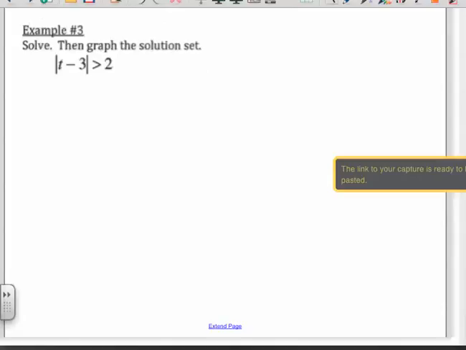All right, people. Example number 3. Solve, then graph the solution set. You know what? I'm actually going to graph it first. Then I'm going to solve it. Let's look at this one.